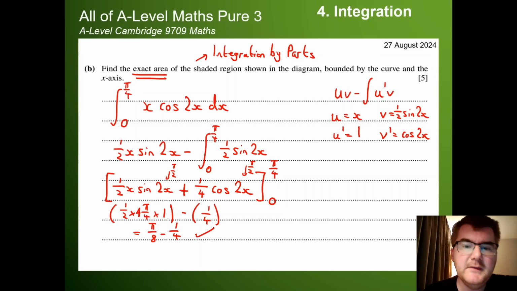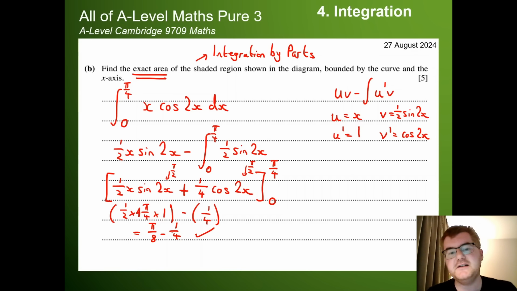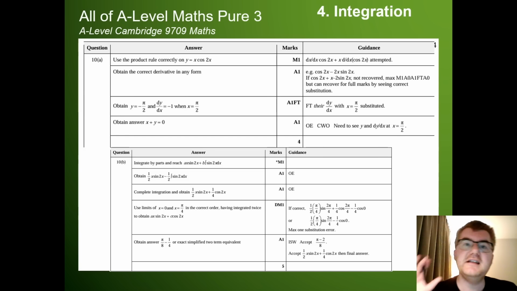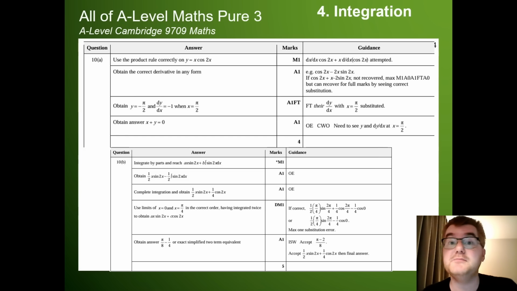And if we simplify this down, we're then going to get pi over 8 minus a quarter to be our final area. And again, we're always careful to check this, but notice we're going to get a positive area, a small positive area. If we put this into a calculator, we could double check that. Okay, so you can see the mark scheme in front of you, going through the product rule, going through finding the limits, and obviously going through that integration by parts procedure at the end.